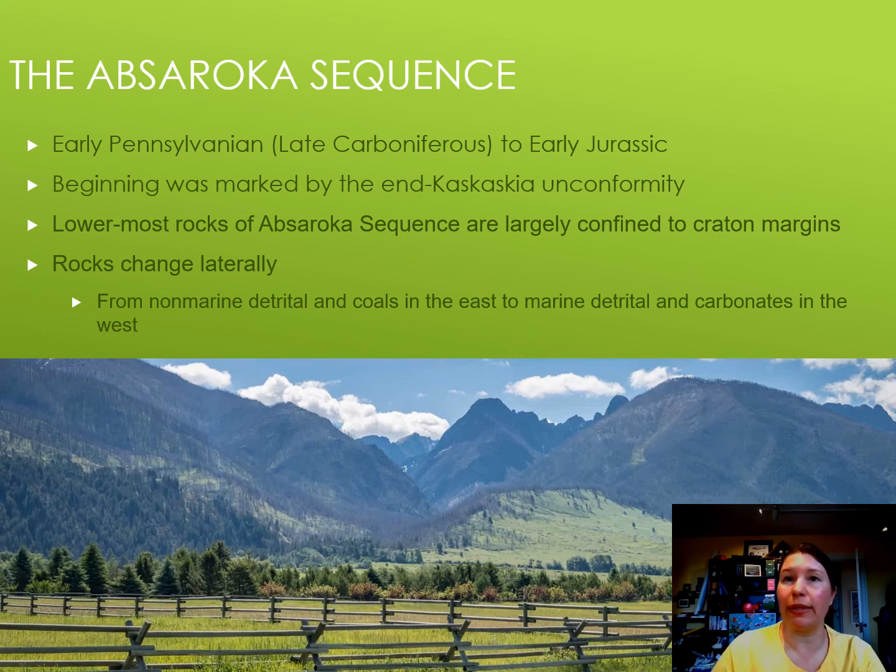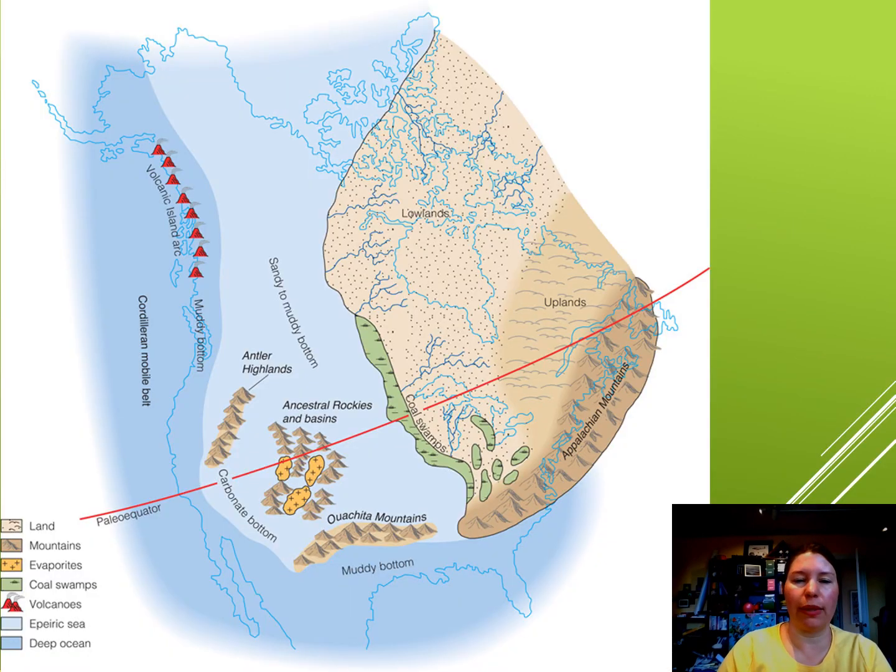And rocks are going to be quite different from one side to the next. So we have non-marine rocks in the east, and coal as well, to more marine sedimentary rocks and even limestone carbonates in the west. So we get very different rocks in the east from the west. This is an image of the Absaroka mountain range outside of Wyoming and in Montana as well. So very cool mountain belt. There we go. There's a better image.